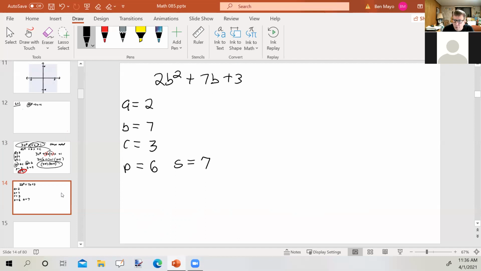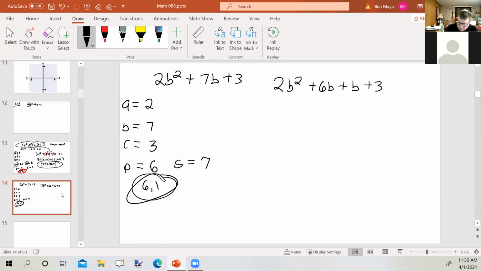So I'm looking for two numbers whose product is 6 and whose sum is 7. How about 6 and 1? The product is 6, the sum is 7. So I'm going to take my original trinomial, split the middle term into two terms whose coefficients are these two numbers. Okay, so again, there's an implied 1 here.